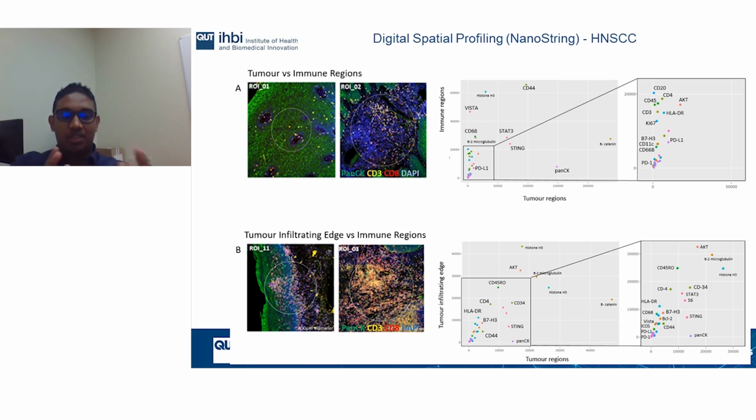So we're able to compare different regions of interest and see what sort of markers are expressed, what sort of immune cells are recruited into the tumor or excluded from the tumor. And in the bottom, we're able to measure the infiltrating edge versus an immune-rich area as well. So the same sort of analysis, just giving us a snapshot of the signal within those areas.